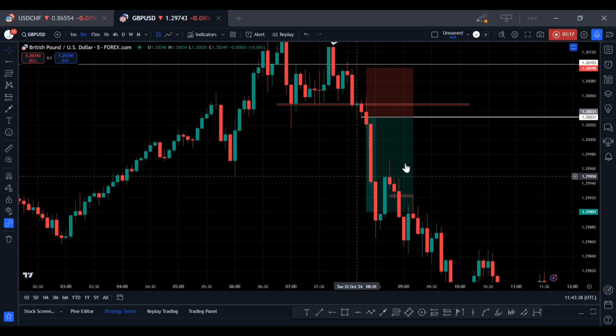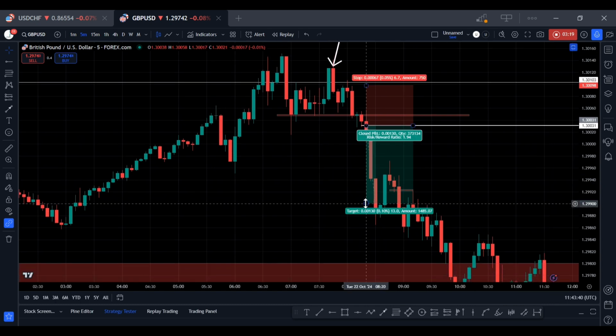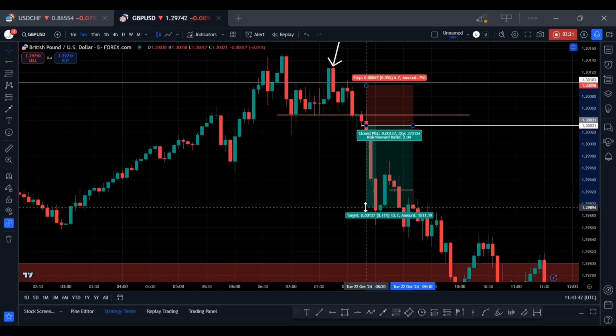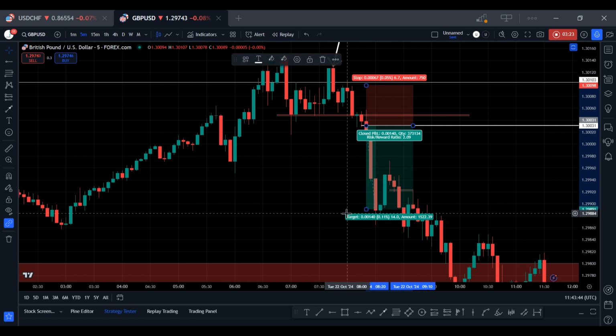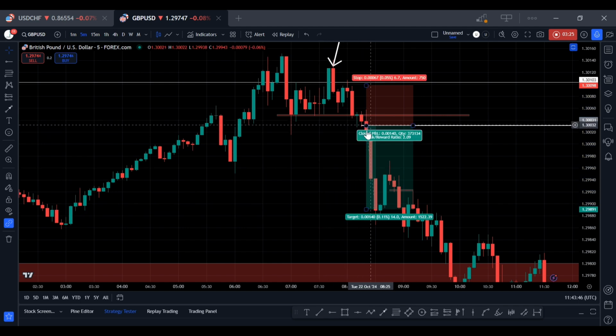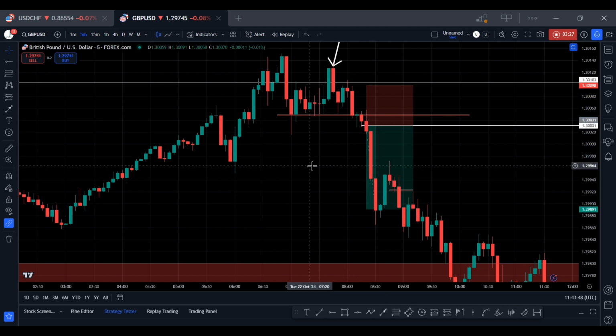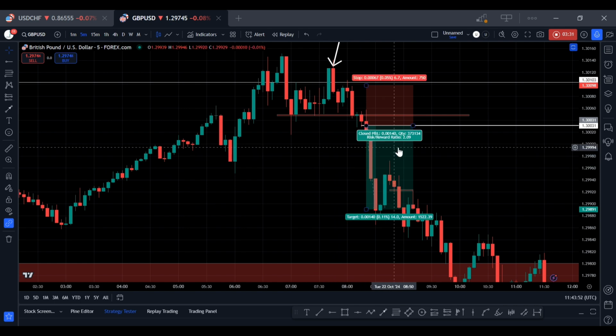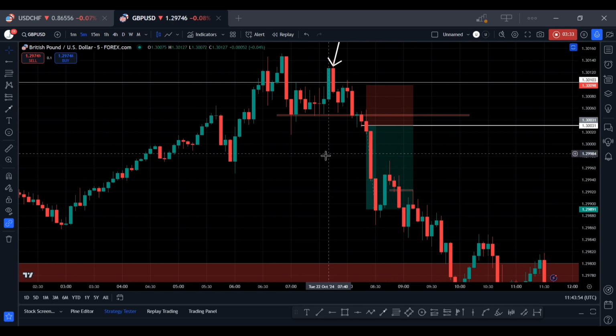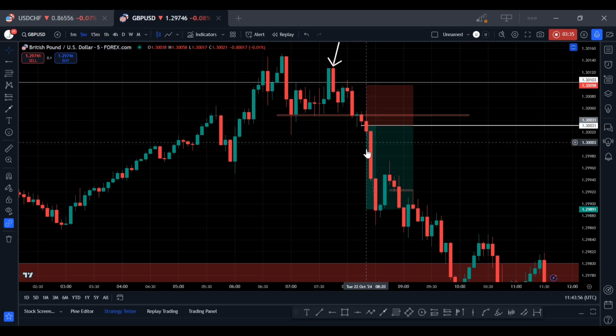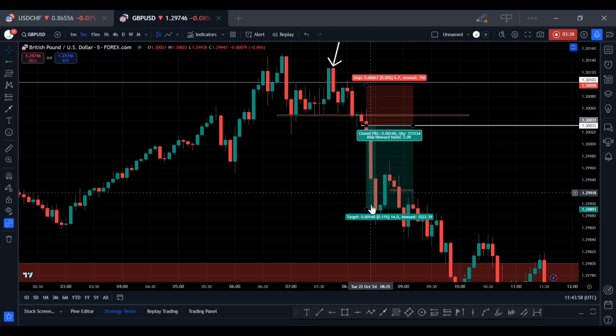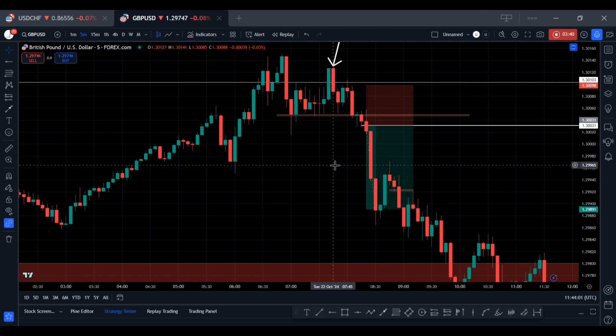Now it had already given me 1:2. I closed somewhere around here. From here to here was just around 35 minutes. The trade was just like 35 minutes. I was risking $50, and the market went all the way down and gave me 1:2.